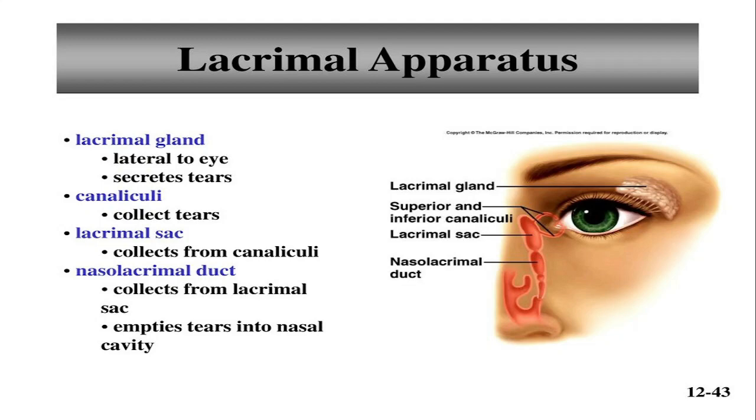To summarize, the lacrimal apparatus is responsible for producing and draining tears. Tears are produced by the lacrimal gland and then drain through the lacrimal duct into the lacrimal sac and nasolacrimal duct. The tears eventually drain into the nasal cavity and are either swallowed or blown out of the nose. Understanding the anatomy of the lacrimal apparatus is important for diagnosing and treating conditions that affect tear production and drainage.